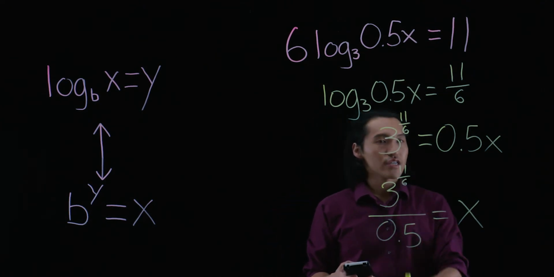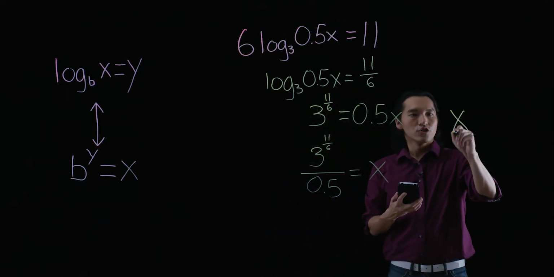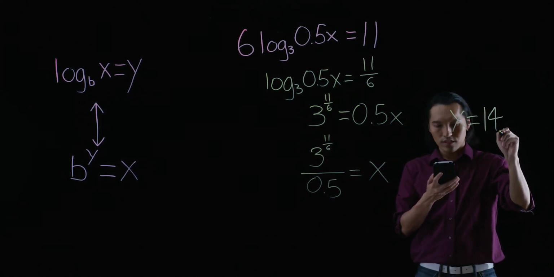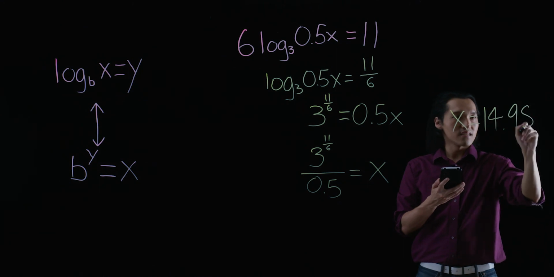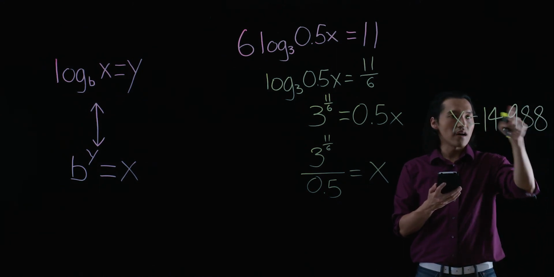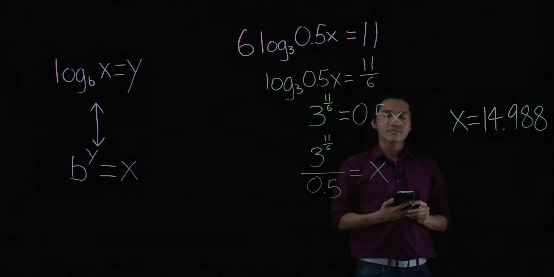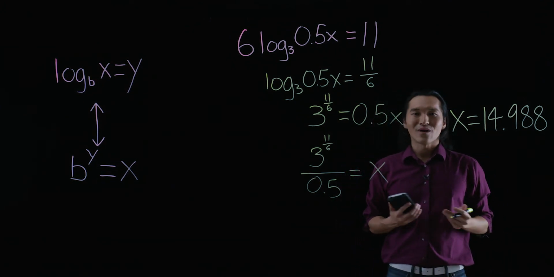And the answer we should get should be x is equal to 14.988. And this is rounding. This is an estimate. We're rounding it to 3 decimal places here. And that is how we solve this problem.